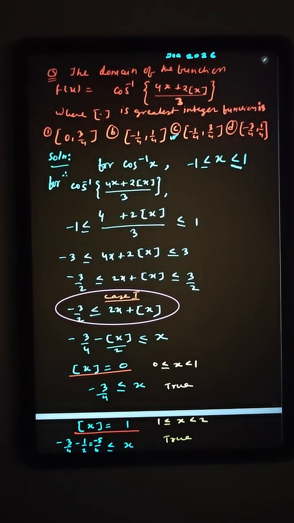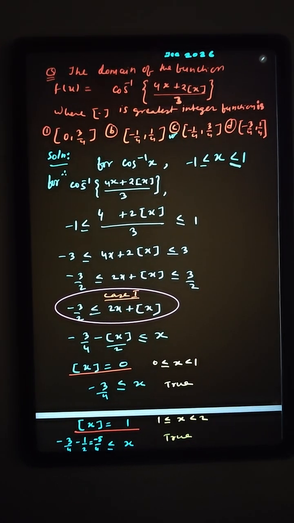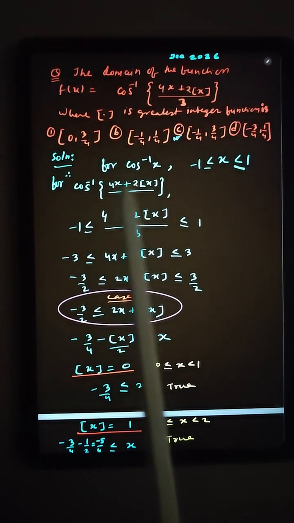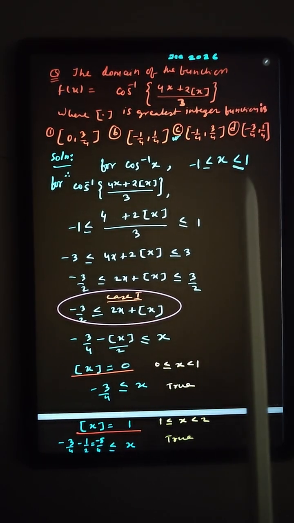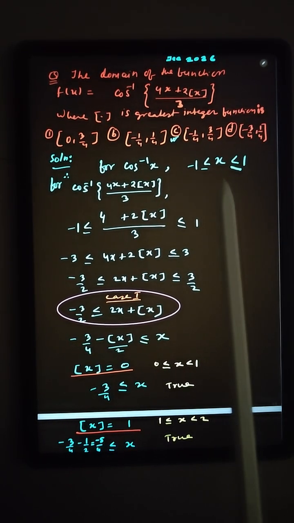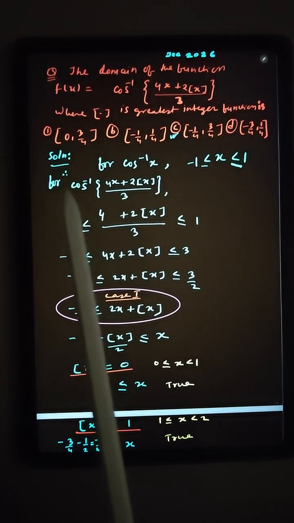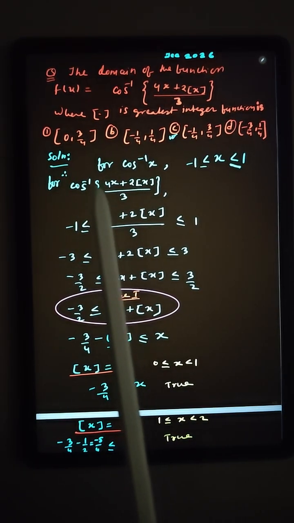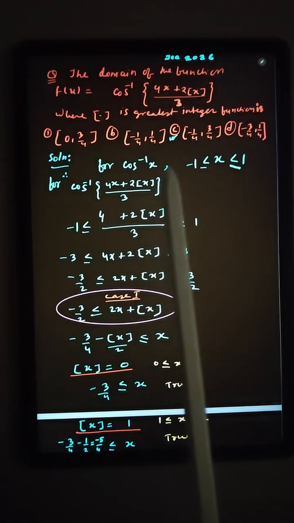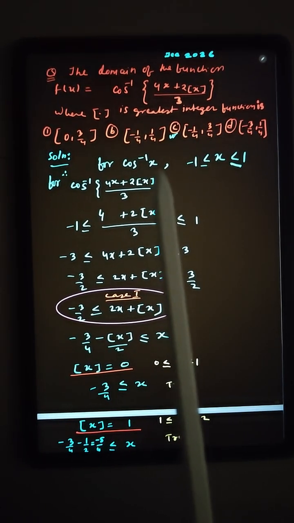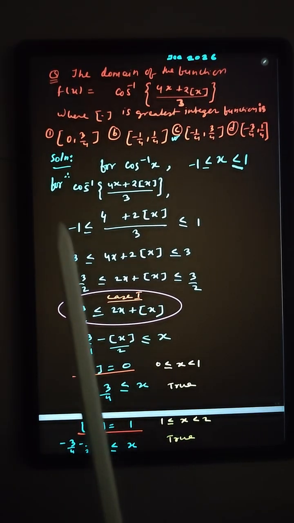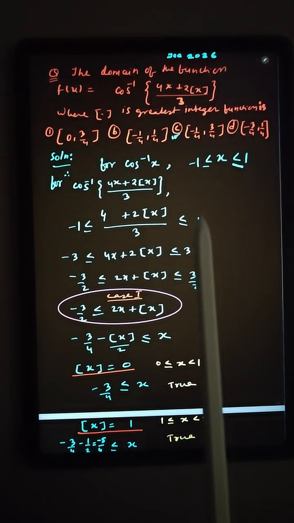To do the solution, we will use the concept of cos inverse x, in which the domain of cos inverse x lies between -1 and 1, with -1 and 1 both included. Therefore, for cos inverse of (4x + 2[x])/3, this whole expression will also lie between -1 and 1.